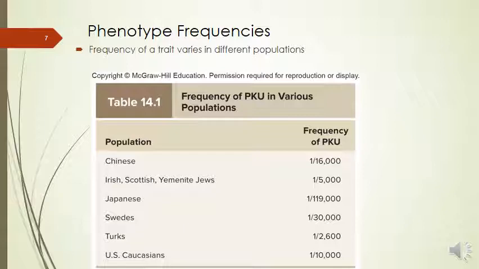If we look at this slide on phenotype frequencies, we can look at PKU, which we studied previously, and we can look at it in various populations. As you can see here, the incidence of PKU in the Turkish population is far greater than any other group that is listed here.